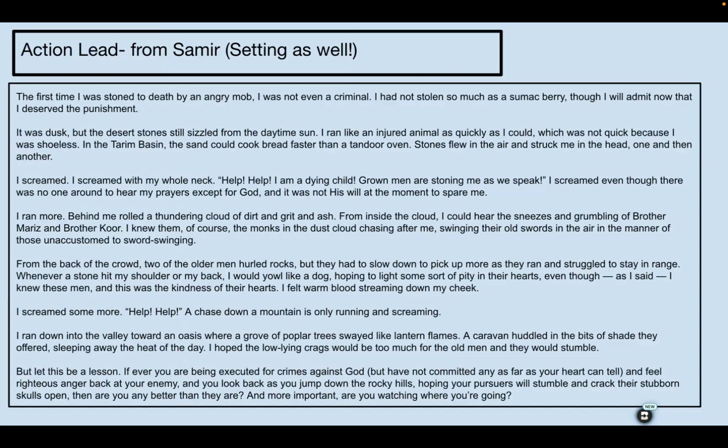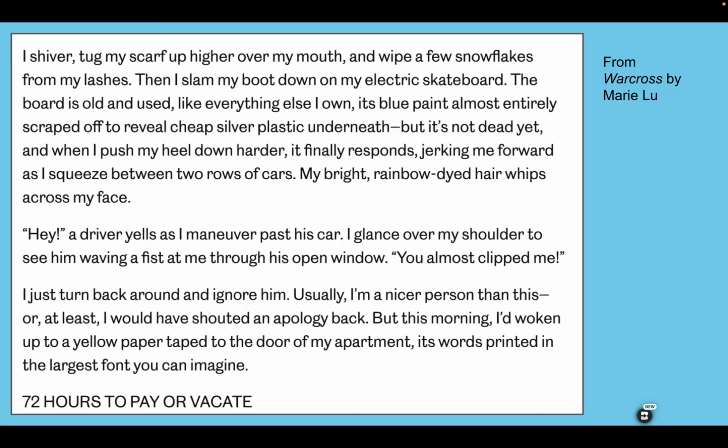So there's action. And I won't read this whole thing, but this is from Samir, right? He's getting stoned to death. He's screaming. He's running down the mountain. So these are great examples of action leads. You can pause and read this.